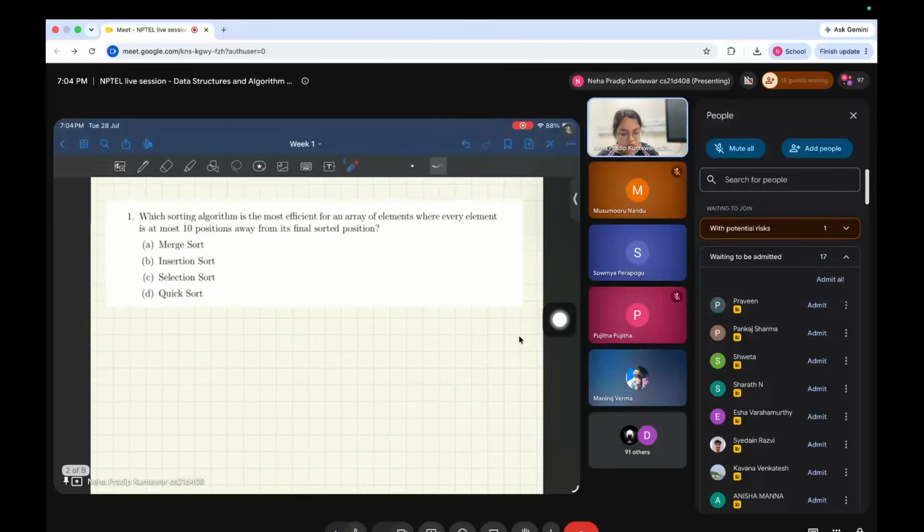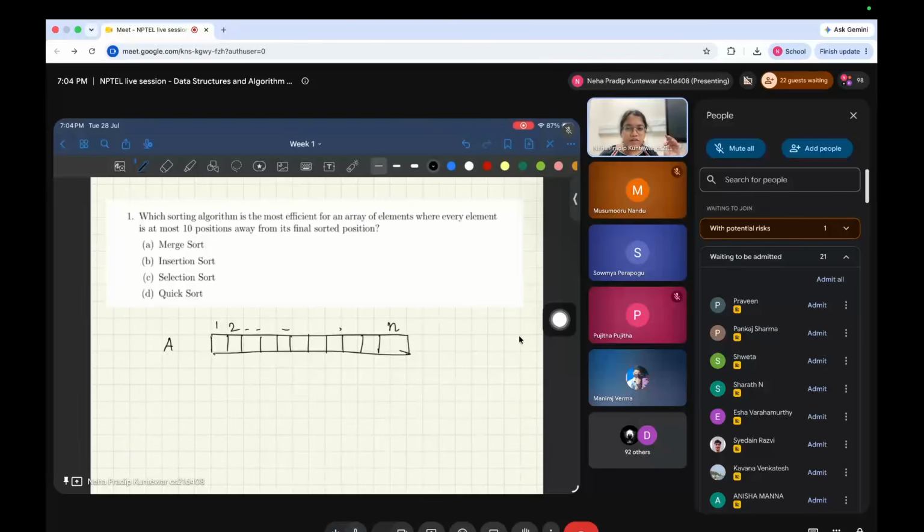So consider the following problem. You have an array A of, let's say, n elements, and it is not necessarily sorted. The elements are in arbitrary order. Normally, if you apply your sorting algorithms, what's the best running time you can do?